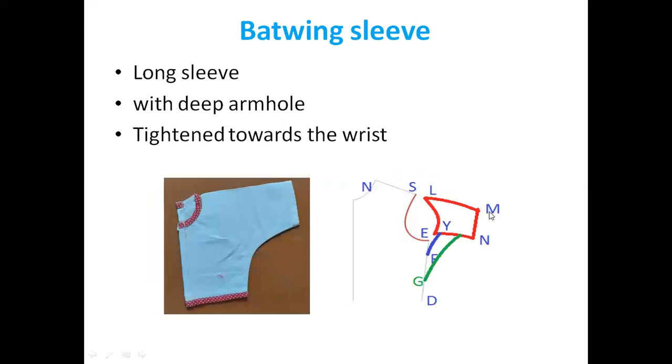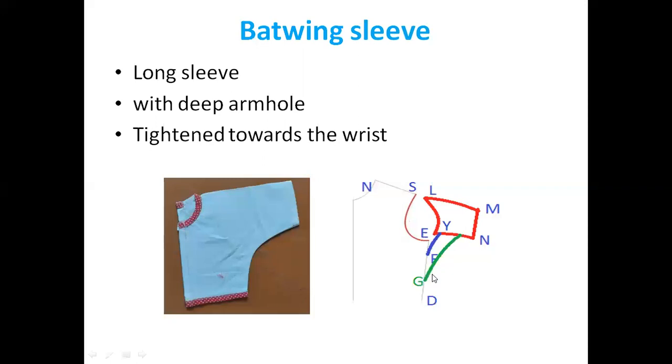Then the next one is the batwing sleeve. The batwing sleeve is a long sleeve. It will have a deep armhole and is tightened towards the wrist. You can see the drafting now. It is similar to the kimono sleeve. You can see this in the image now. So that is the kimono sleeve.